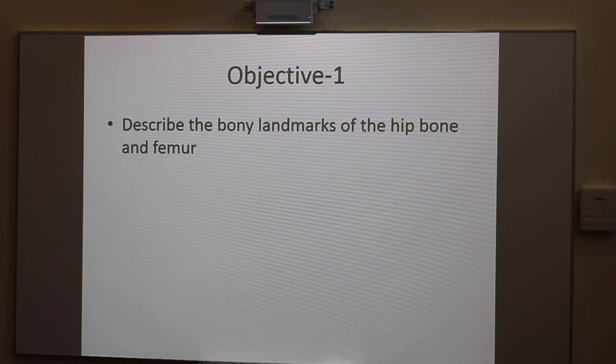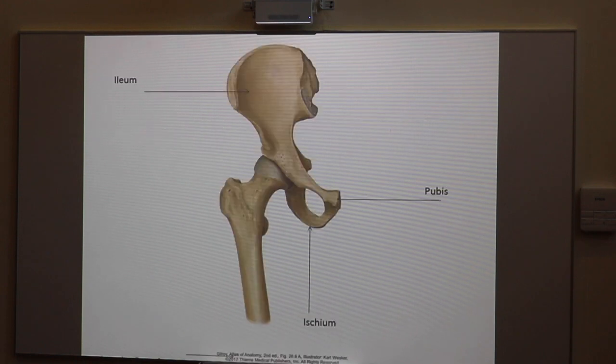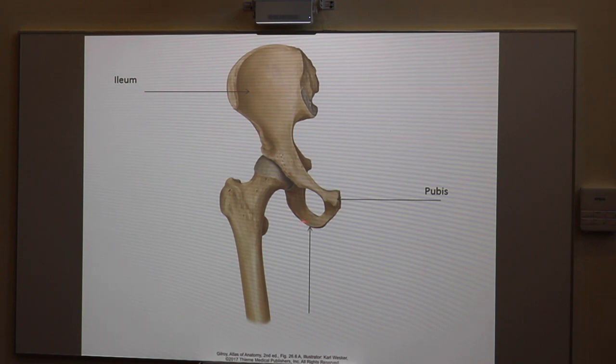So the first objective is to describe the bony landmarks of the hip bone and the femur. If you look at the hip bone, it is basically formed of three bones. The upper 3/5 of this bone is the ilium, then the medial 1/5 is the pubis, and the other 2/5 of this bone is the ischium.